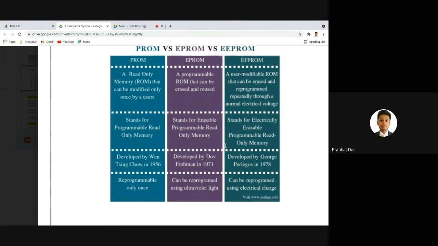It was developed by Dov Frohman in the year 1971, and it can be reprogrammed using UV rays or UV lights. Okay, so please try to understand these are the differences between PROM and ROM, EEPROM.